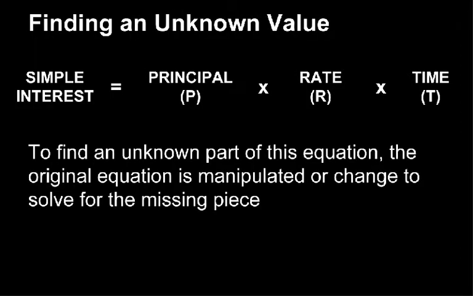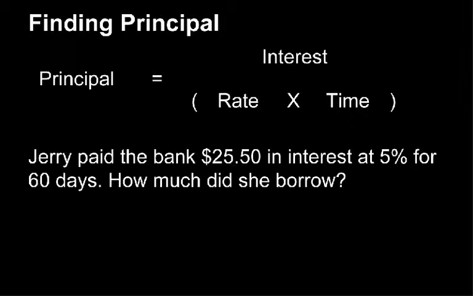Now sometimes we can manipulate the equation for simple interest to find unknown values. So if we know interest and we know principal and we know rate, we can find how long the loan is for. Or if we know rate and time in simple interest, we can find principal. Now if we manipulate the equation, principal ends up equaling interest divided by rate times time.